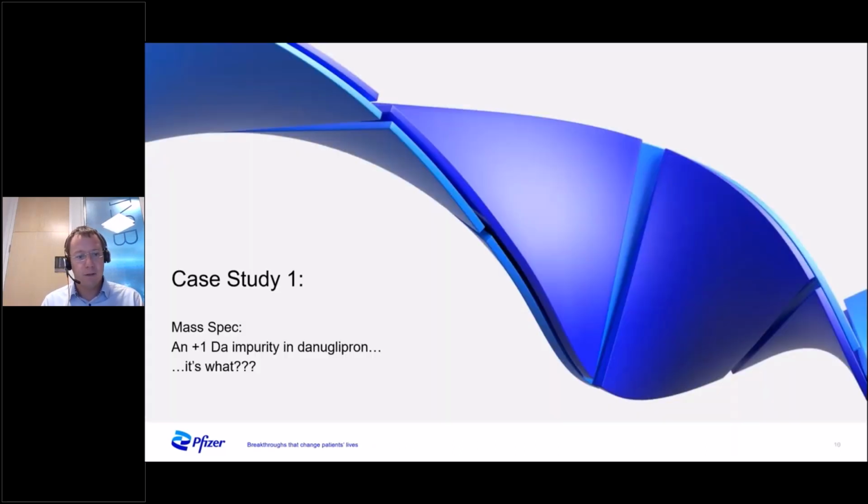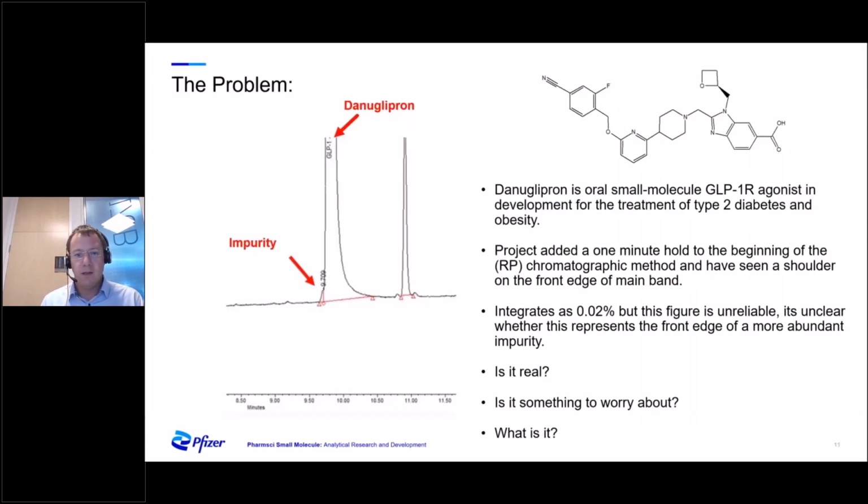So I'll now go into a couple of case studies where I'll talk about some examples of this workflow being applied. And the first one is a mass spec problem we had, which is about a +1 Dalton impurity in danuglipron. So this is danuglipron here. If I just get my pointer up. Yeah, this is danuglipron here.